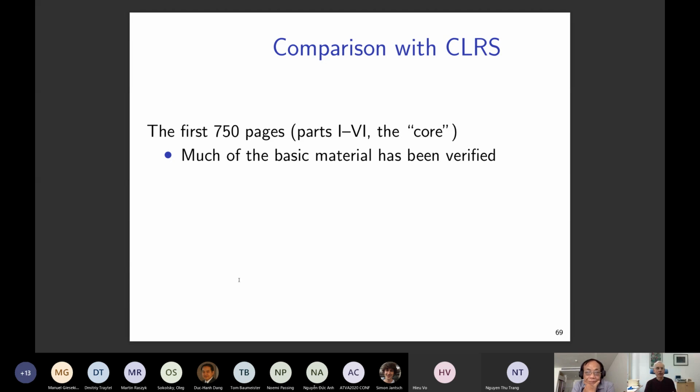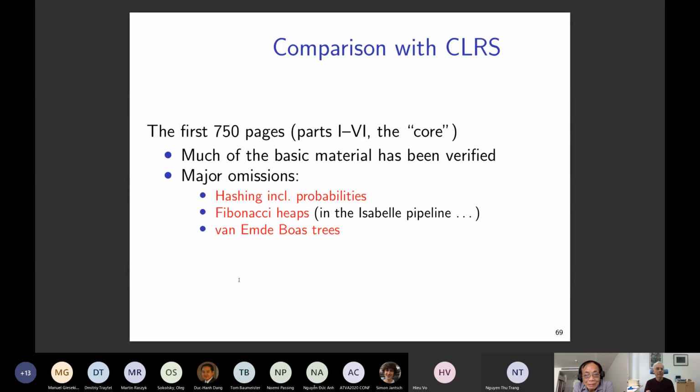So I would say that the first 750 pages, which I would call the core of the book before the selected topics start, much of the basic material has been verified. Of course, there are always lots of remarks and further variations that we haven't verified, but the core material, I think, has been verified, except with three exceptions: hashing, including probabilities, Fibonacci heaps, they are in the pipeline, and the rather esoteric van Emde Boas trees. So if you want to work on something that hasn't been worked on, then pick the first or the last item.